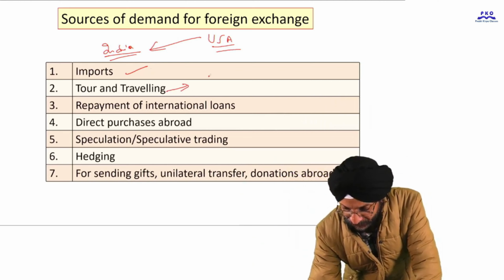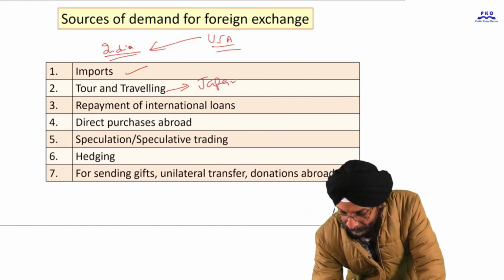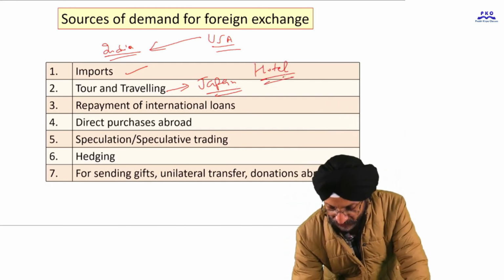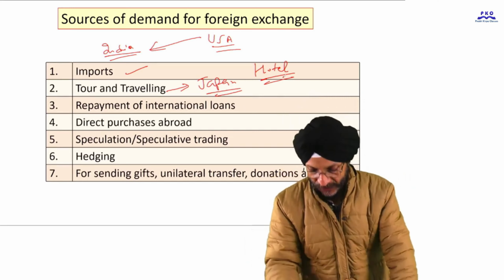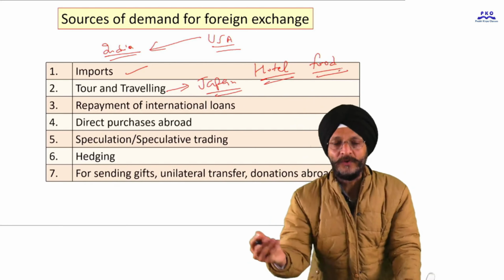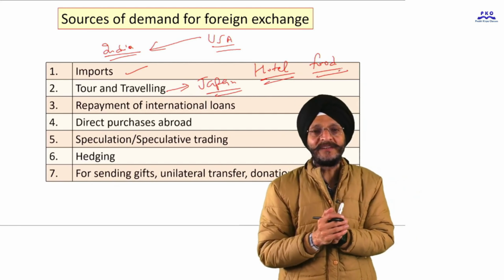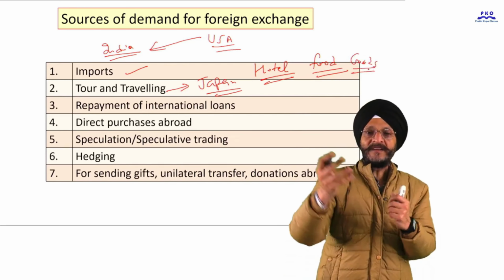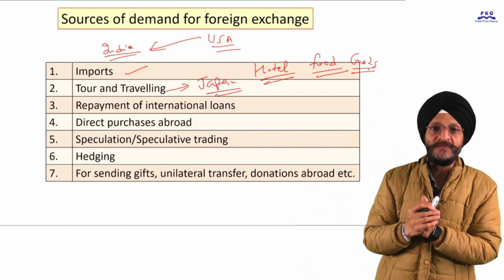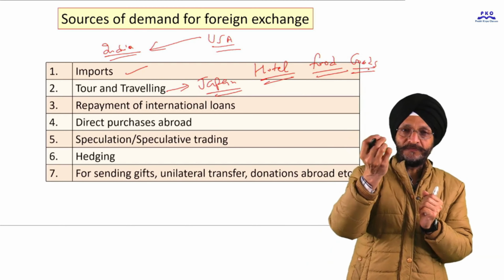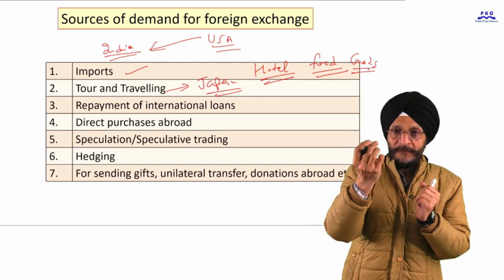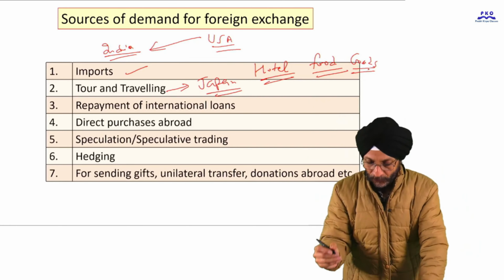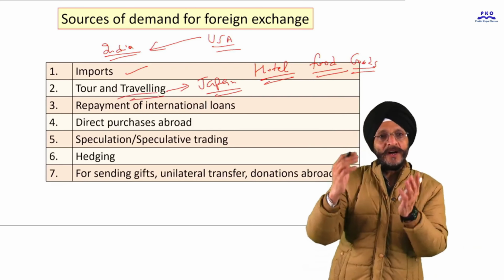When we visit any country, say we visit Japan, where will we stay? We will stay in a hotel. When we stay there, we will also eat something, so we will have to spend something on food. When we have gone to some other country, we will certainly purchase certain goods which Japan is famous for, or which may be of value to us, or as a reminder that we have visited that country. So for tour and traveling, we also require foreign exchange.